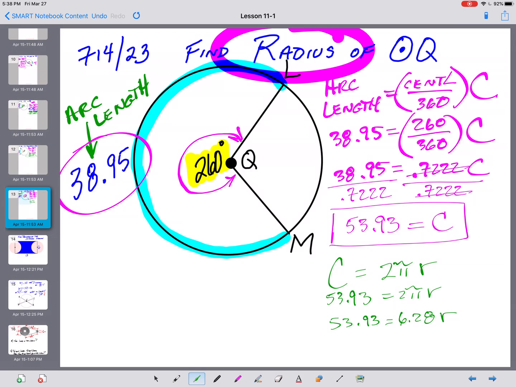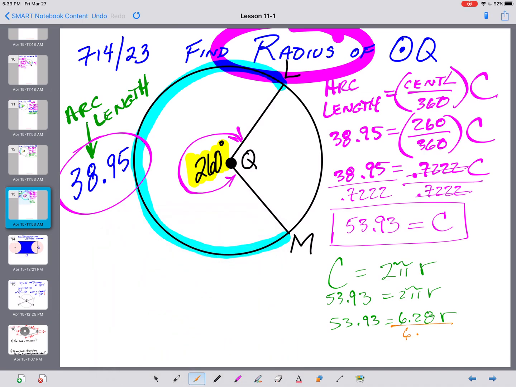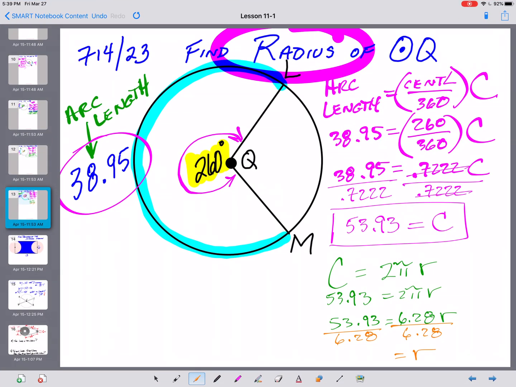53.93 equals 6.28 times r. What do you do now? Finish it up. Divide by 6.28 here. Here's the radius. 53.93 over 6.28. Boom, there we go. I'm going to say 8.59. Is there any units? I don't see any. No units given. We don't have to give them any.